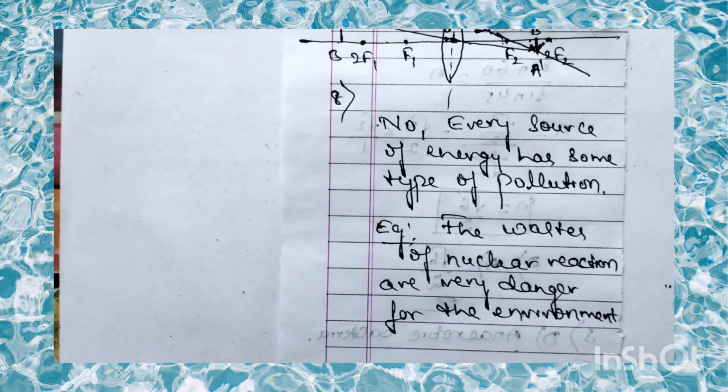We have taken an example: when a nuclear reaction takes place, the waste produced is very dangerous for the environment. So like this we have to answer this question. I have just taken nuclear reaction. We can take other examples also. So now let us move to the next one.